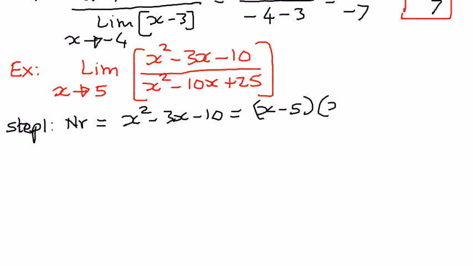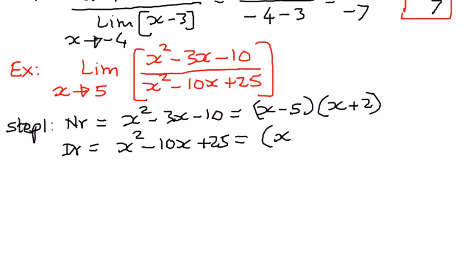X minus 5 times x plus 2. When you expand it out using the FOIL method, it's going to come out as x squared minus 3x minus 10. And therefore, if we take the denominator part, which is a trinomial, x squared minus 10x plus 25, and if we use our factorization process, it factors out as x minus 5 times x minus 5, right?